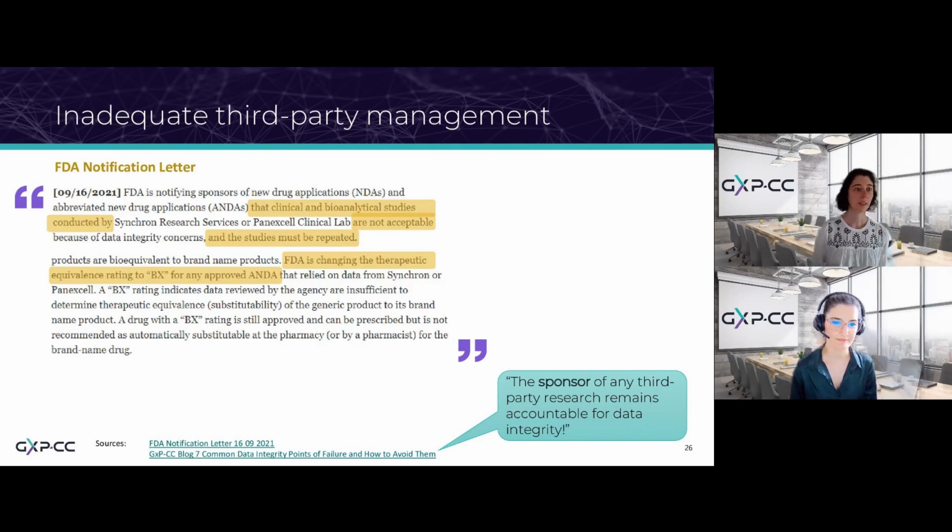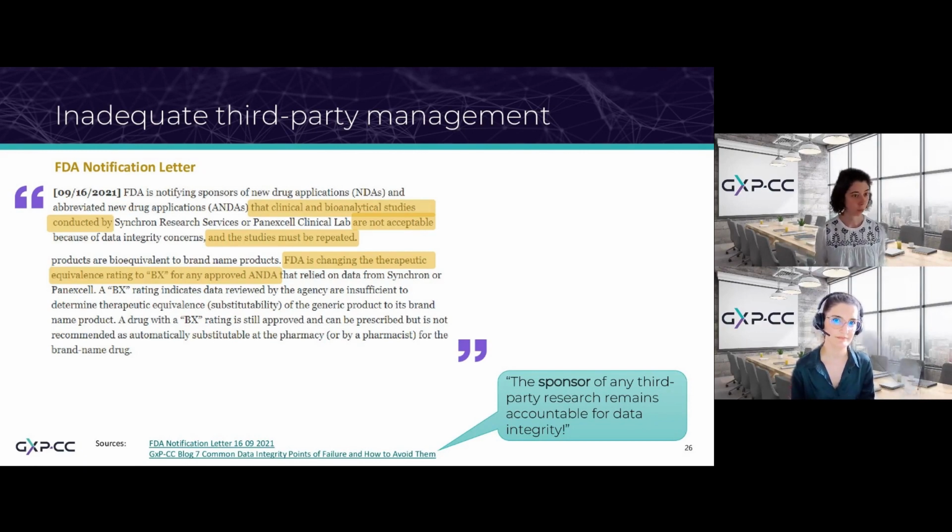In this case, the FDA notified sponsors of new drug applications that the clinical and bioanalytical studies that were conducted by 2 contract research firms were not acceptable because of data integrity concerns, and they required that the studies be repeated. This is probably the worst case scenario that you could imagine. Having to redo all of that work and effort must have been really devastating. And the FDA went so far as to change the therapeutic equivalence rating for already approved new drug applications to a BX.